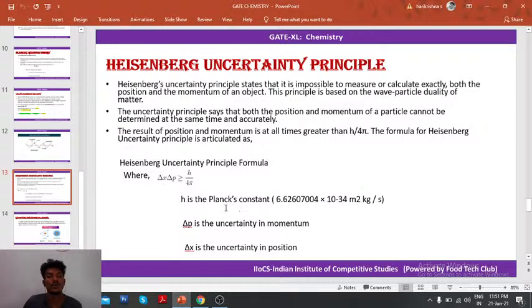All these equations will be used in solving various problems related to the Heisenberg uncertainty principle. In various exams, you are more likely to see problems regarding the Heisenberg uncertainty principle rather than theory questions.